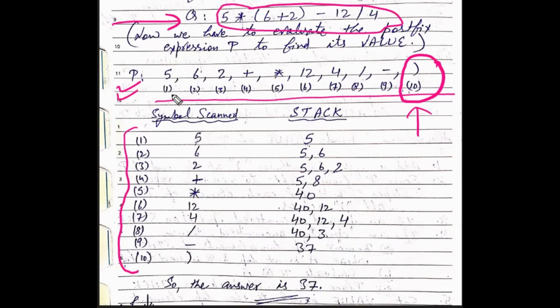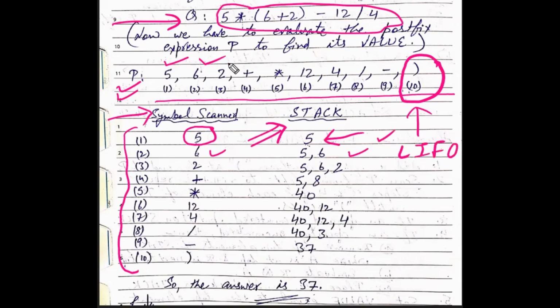So step 1, start scanning the expression from left to right. The very first element is 5. If 5 is the symbol which is scanned, push it onto the stack. This is the content of the stack and this is the symbol which we are scanning. Since 5 is an operand, it is added to the stack. Next symbol is 6. Again push it onto the stack. Stack means last in, first out.